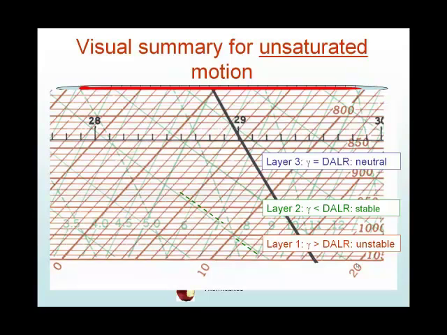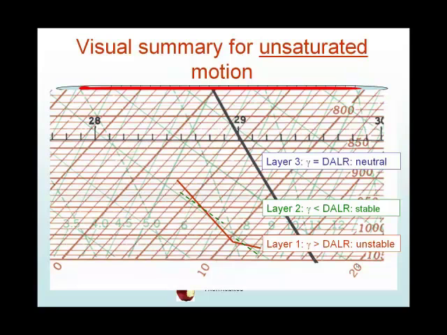Here's a visual summary for unsaturated motion. What's indicated, firstly, these dashed lines are dry adiabatic lapse rates for 3 layers. Now let's put in a temperature profile. You can see that the lapse rate of the environment is greater than that of a dry adiabatic layer. And so for this particular layer, theta decreases with height. So it's unstable.